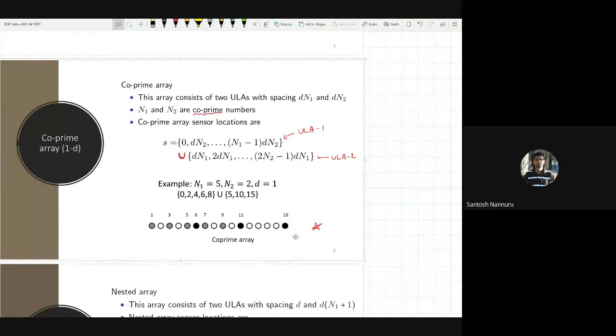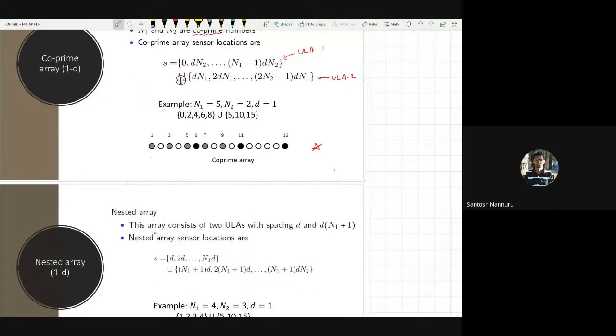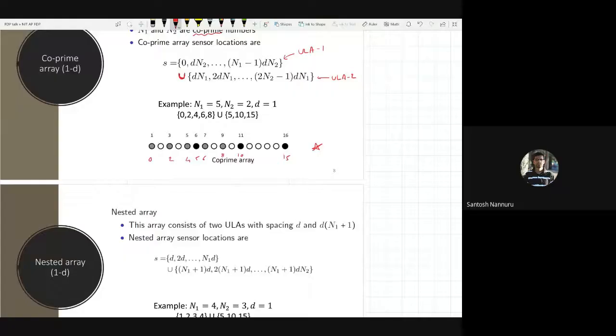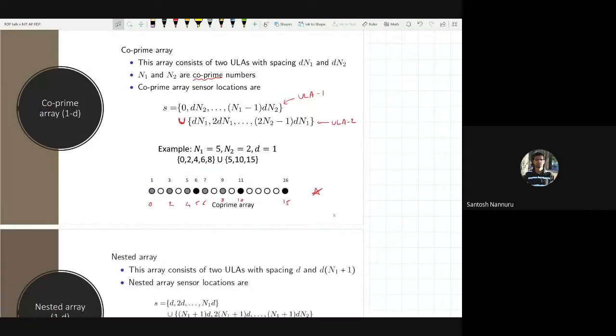The sensor positions I've given start from 1. I've shifted this to the right by 1. Otherwise, my set starts from 0, so it would be 0, 2, 4, 5, 6, 8, 10, 15. This would be the set, right? 0, 2, 4, 6, 8 is there, and 5, 10, 15 is also there. Shifting left or right is not going to change the nature of your array. A sparse array is still going to remain a sparse array. Just the indexing is slightly different here. So this is one example of a sparse array, and we can find its difference coarray also. We'll come to it later. So take two ULAs and combine them like this. The condition is N1 and N2 should be coprime numbers.